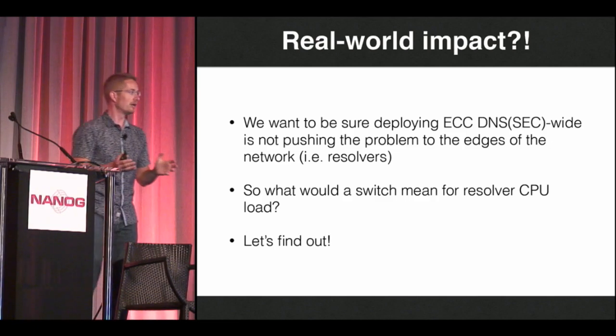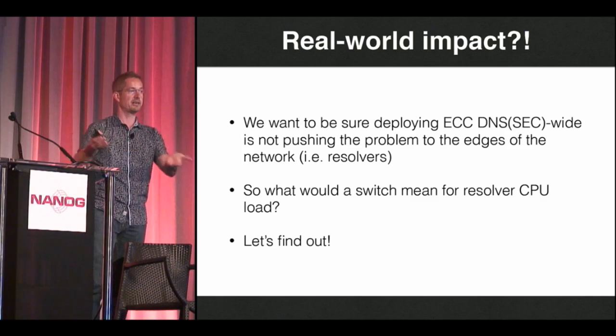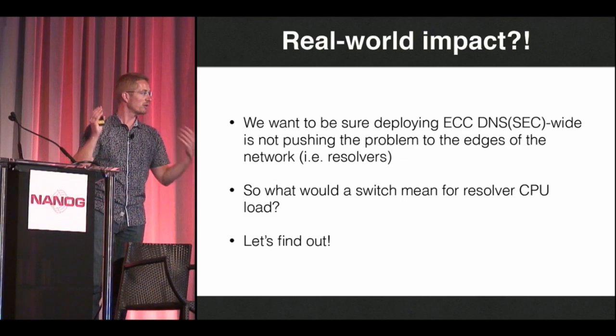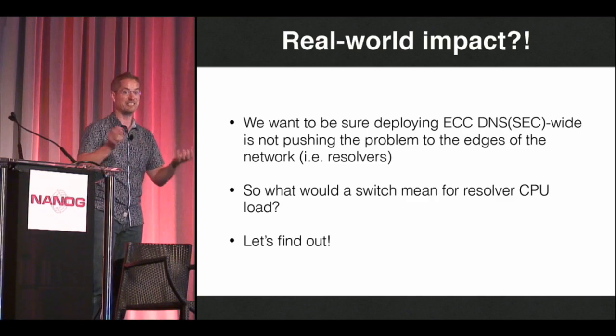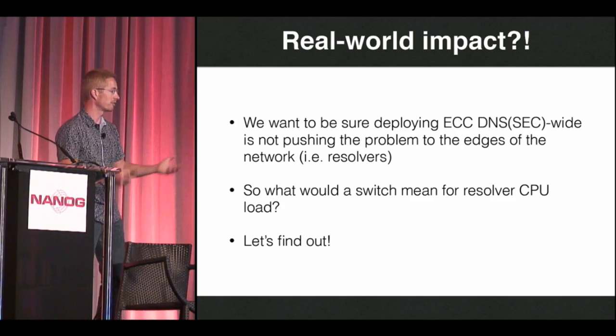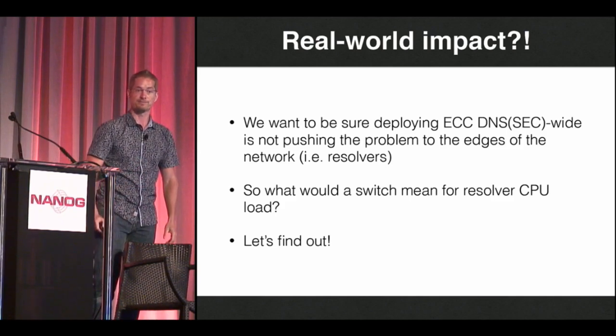So right now, validating DNSSEC signatures is not an impediment for DNS resolvers. Validating resolvers can run on just the same kind of hardware that you were running your DNS resolver on before. But what would happen if you switch all of DNSSEC over to elliptic curve cryptography? Can we still do that? Or is the CPU penalty on resolvers going to be so extensive that we can no longer do that and we need to upgrade our resolvers? And we wanted to find out before we recommend people deploy this at scale on the internet.